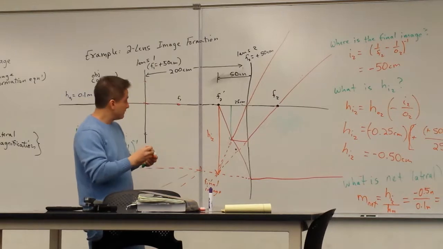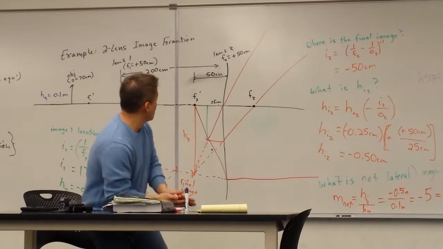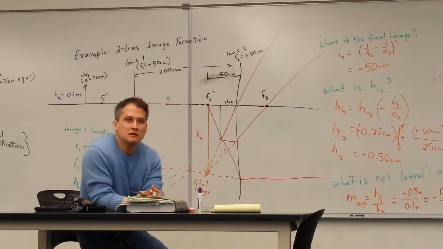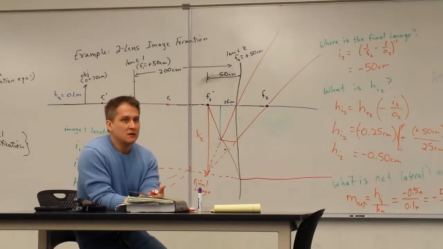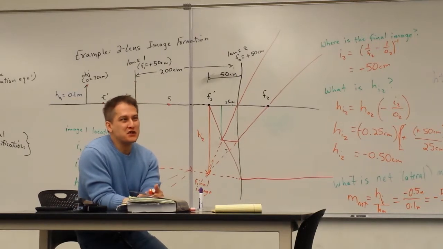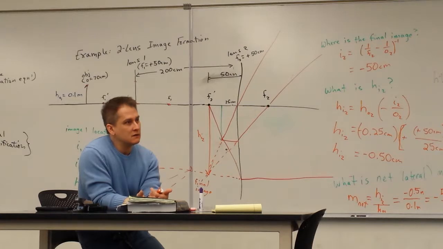Now, a problem as we approach break: how much bigger does the final image look compared to the original object? It's physically bigger. But that doesn't necessarily mean it looks bigger through this two-lens system. That's a different issue altogether. Does it look bigger? Does it look smaller? What does it look like when you physically look at it? How would we figure that out?